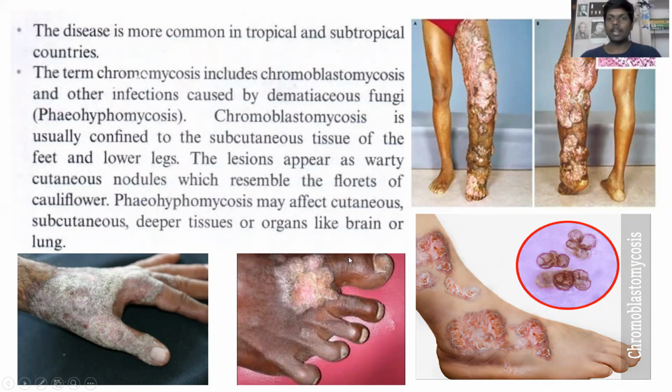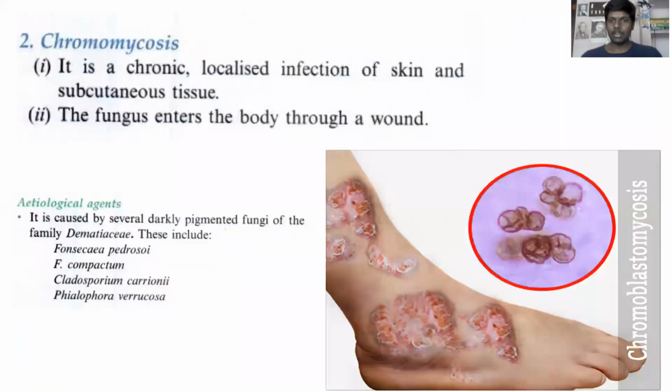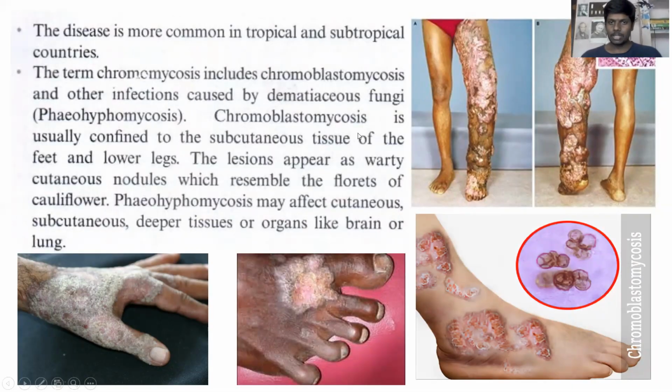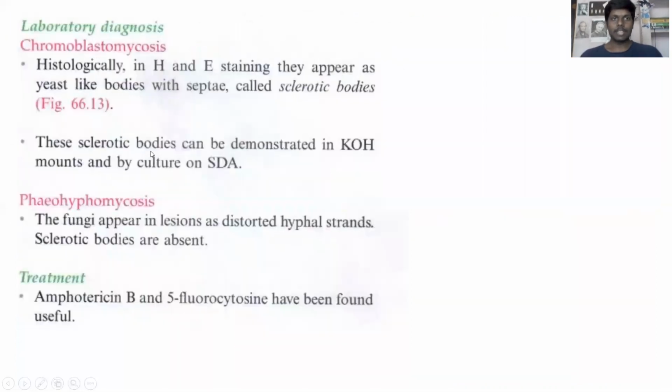So what are the two main fungi present in chromomycosis? Phialophora petrosi and Phialophora compactum. Other than this, you have chromoblastomycosis, which is a severe form of chromomycosis, or it is also called pheohypomycosis. Okay. Then laboratory diagnosis of chromomycosis.